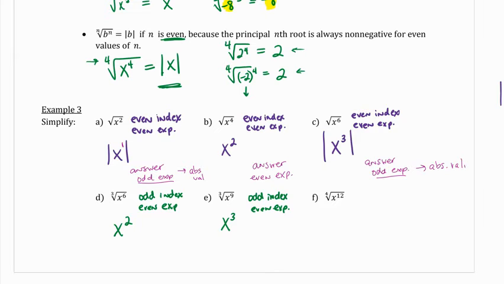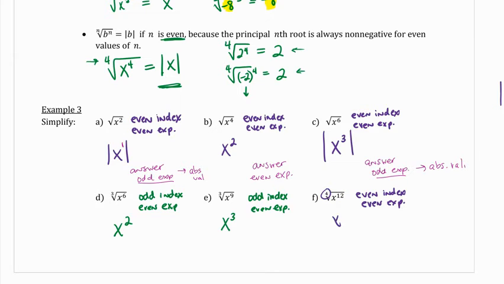Okay, this last one, we go back to an even index, right? And we also have an even exponent. So this time we are going to have to think about if we need absolute value. So I want to know what times itself 4 times would give us x to the 12th. If you haven't figured it out yet, remember again, you can always take that 12, divide by that index, and that gives you the answer there.